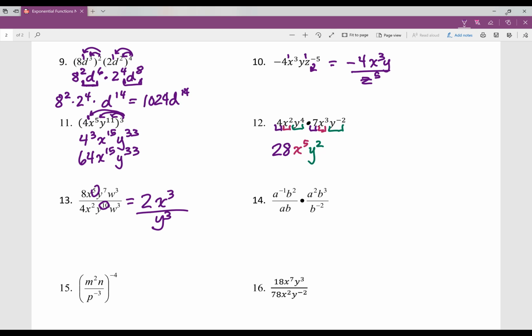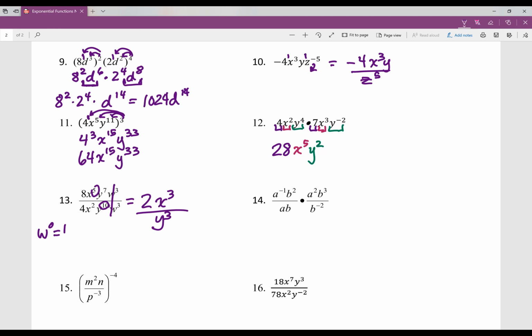And then with the w's, they're the same. 3 minus 3 is 0. Well, w to the 0 power is 1. So they cancel out. They go away. Okay? So that's your final answer.